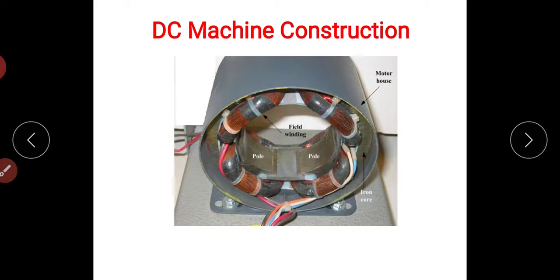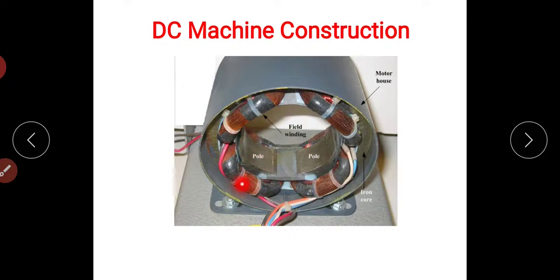This field system consists of three parts: pole core, pole shoe, and winding. Here, one rectangular construction is inside, and on that construction the field winding is wound. That rectangular construction is called the pole core. Next, this is the pole shoe, an enlarged pole core construction. It is like a shoe, so that's why it is called a pole shoe.